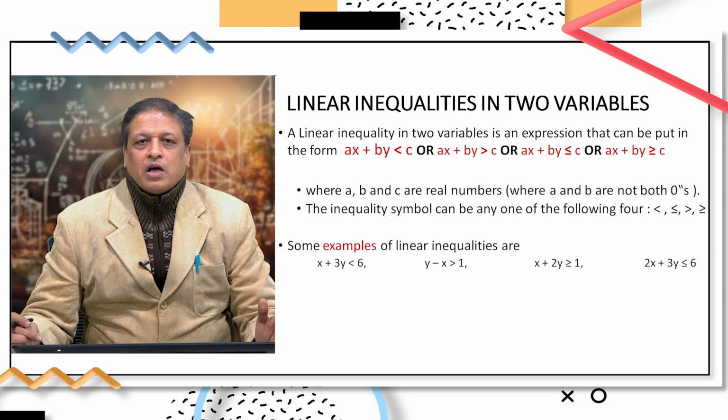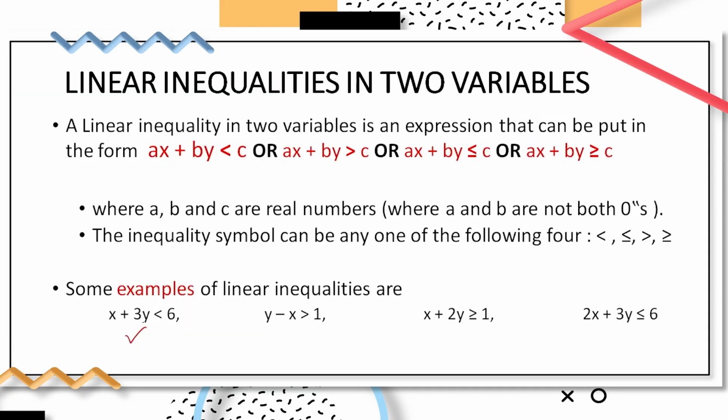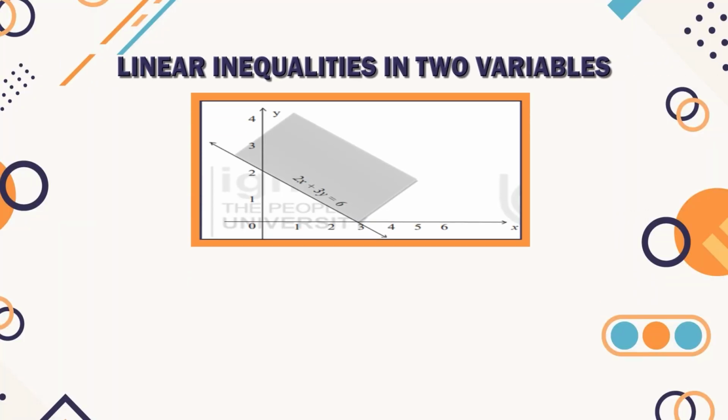There are some examples given over here: x plus 3y is less than 6, or y minus x is greater than 1, or x plus 2y is greater than equal to 1, and 2x plus 3y less than equal to 6. These are some of the examples of linear inequalities in two variables x and y. We are here to learn how to graph the solution of linear inequalities in two variables. In this section, we are going to learn how to identify which region represents the solution of the inequality.